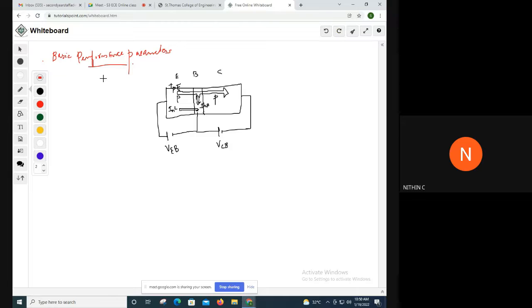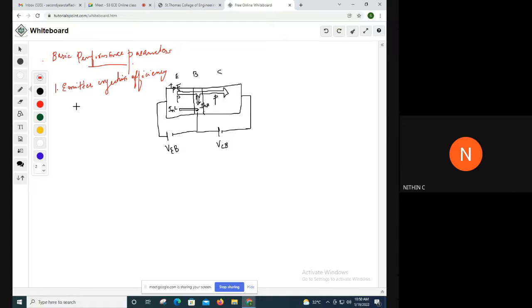So the first and foremost parameter is emitter injection efficiency. That's the first parameter that we are going to discuss. Emitter injection efficiency. The term itself contains it. What does that term tell you? When you read the term, you understand what is meant by emitter injection efficiency.